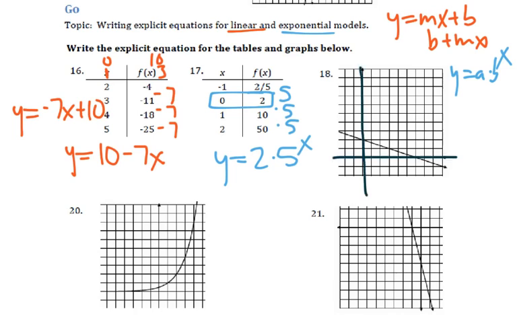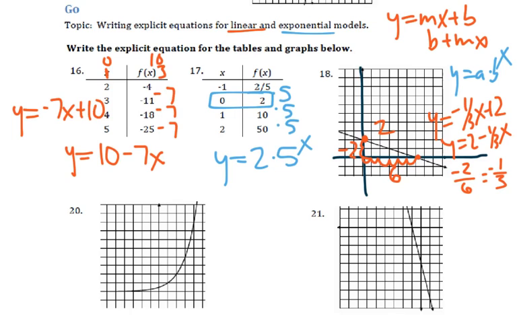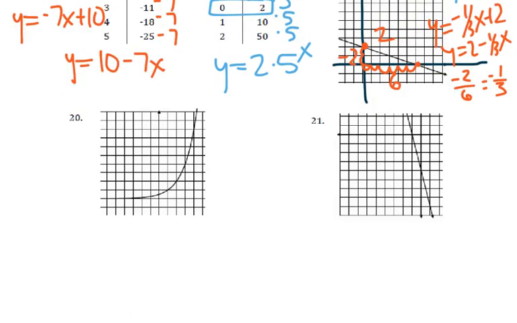Here's our y-axis, there's our x-axis. So if we're looking at 18, it looks like it's linear. So there's our y-intercept, right, at 2. Then we go down 2 to the right, 1, 2, 3, 4, 5, 6. So negative 2 over 6, which would become negative 1/3. So we go y equals negative 1/3 x plus 2, or y equals 2 minus 1/3 x. Same thing.